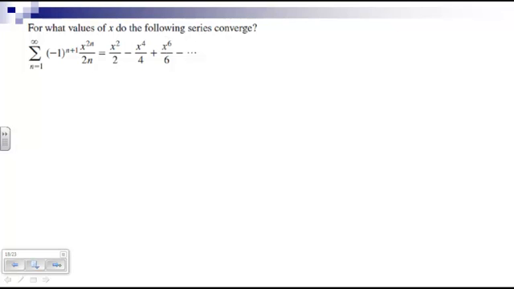Here's a series. For what values of x does the series converge? In other words, find the interval of convergence. Ratio test.